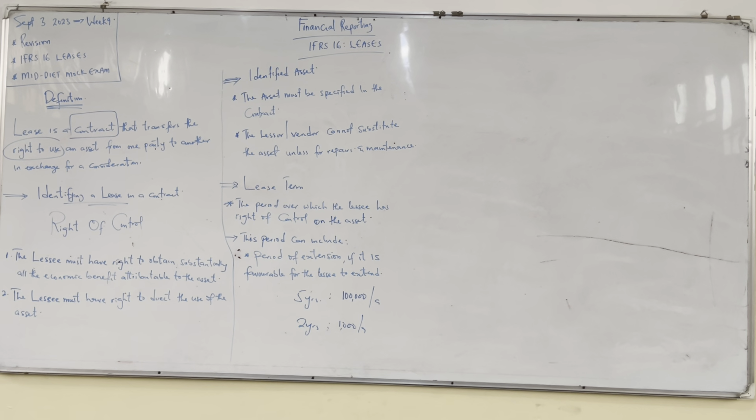Okay, so in addition to identifying a lease in a contract, there must be an identified asset, meaning that we must be able to point to a specific asset, and the lessor or the supplier must not be able to substitute that asset unless for repairs and maintenance.